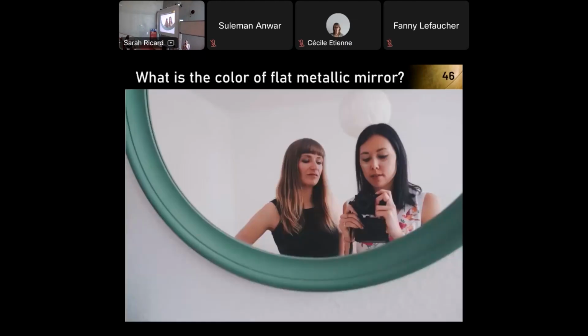But now, if we ask the question, what is the color of a mirror? The question is not easy because actually when we look at the mirror, we don't look at the mirror in itself. We look at the scene that is reflected. So when I look at myself in the mirror, I look at the color of my skin, not the color of the mirror itself.